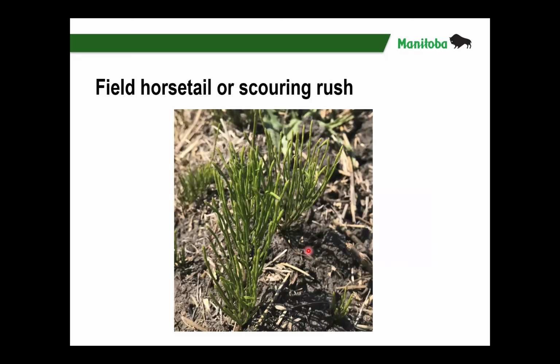Okay, field horsetail or scouring rush. I don't know, I just call it all equisetum. I don't really worry about what it actually is. There's 3 or 4 different kinds of field horsetail across the province, or scouring rush, whatever you want to call it. This is a really tough one. It's also a perennial weed. It has a huge underground root system that goes really, really deep, as deep as 20 feet into the soil. So it's a tough one to get. Tillage is not going to get this weed.